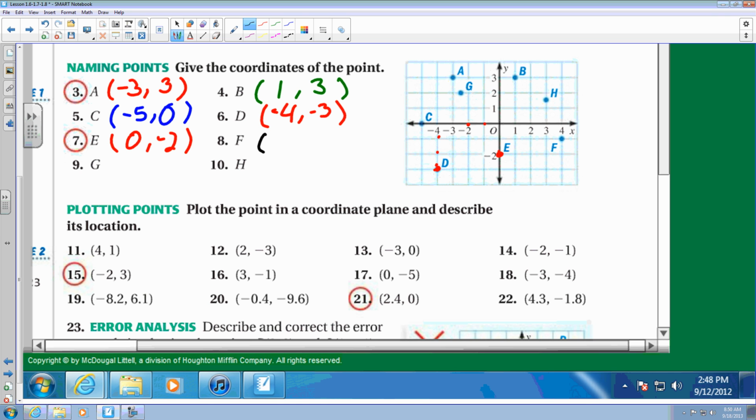For F, which is right here, it's to the right, so that means it's going to be a positive x-coordinate, positive 4. It's below the origin, so it's going to be a negative y-coordinate, negative 1.